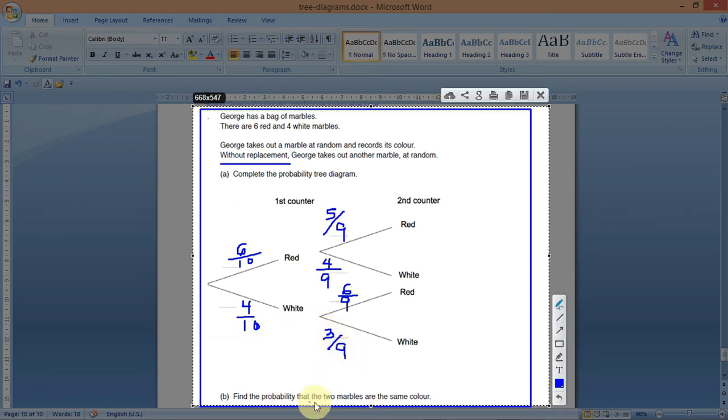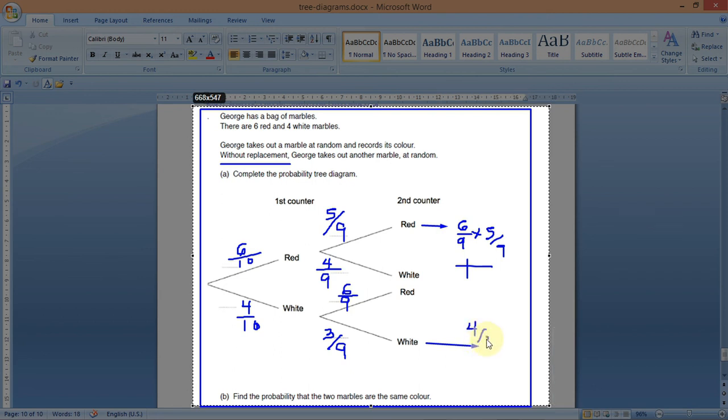So in this question, I want to find the probability that the two marbles are the same color. So same color means white and white, or red and red. Let's go for red first: 6 out of 9 times 5 out of 9, then or white, that is plus 4 out of 9 multiplied by 3 out of 9.